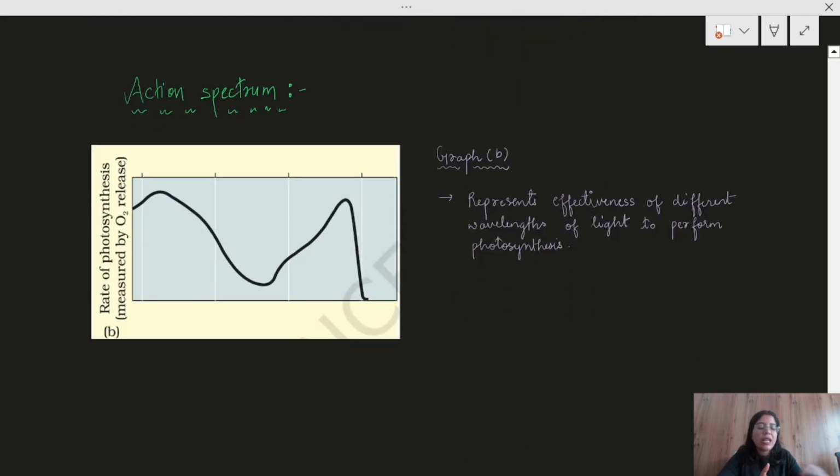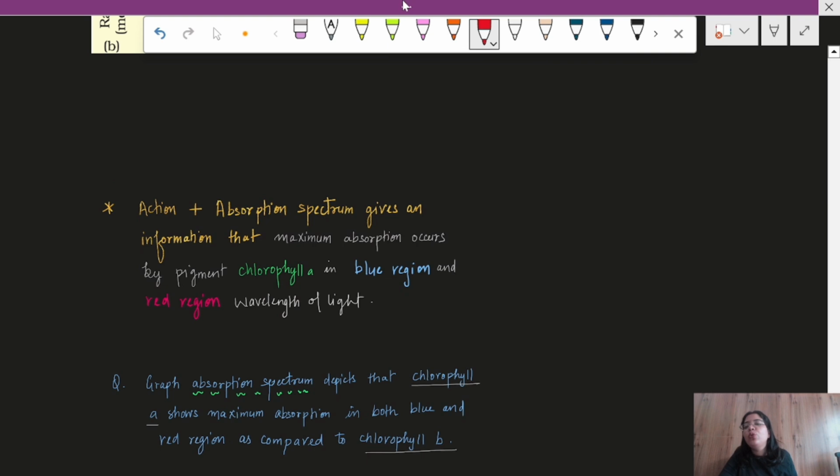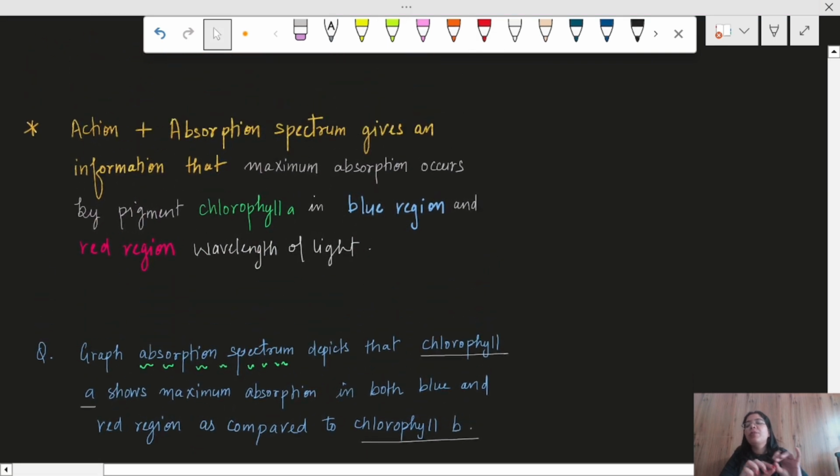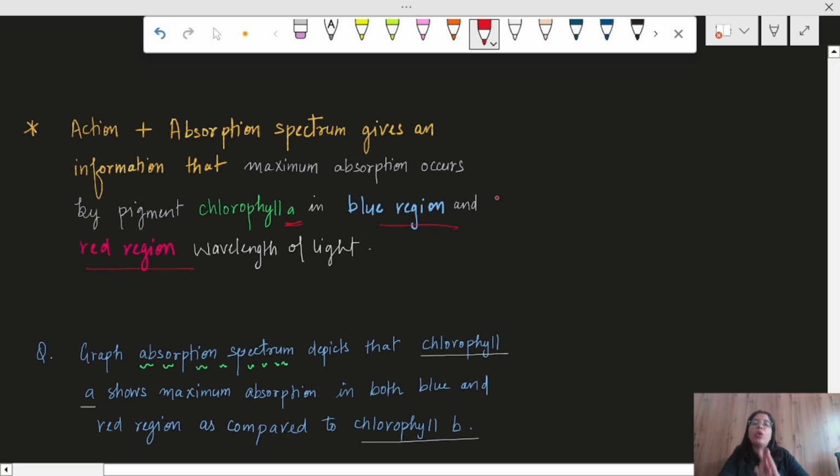Action spectrum is showing you how much photosynthesis is occurring at a particular wavelength. Okay, so it represents the effectiveness of different wavelengths of light to perform photosynthesis. So you can see in the red region and blue region only, maximum photosynthesis is being done, right? Then if you merge these two graphs together, you will get to know that action and absorption spectrum give the information that maximum absorption occurs by pigment chlorophyll A in the blue region and red region. Okay, and if you understood this, this is a line which you have to learn.